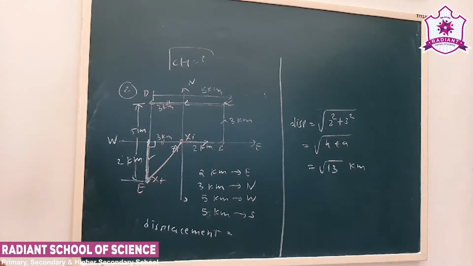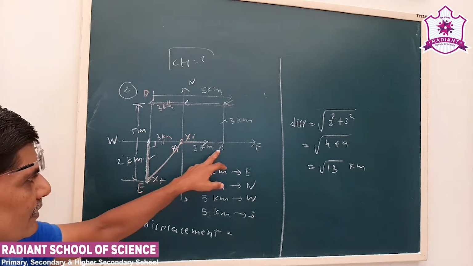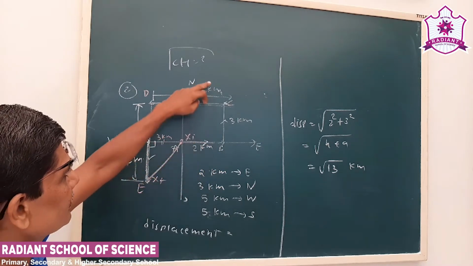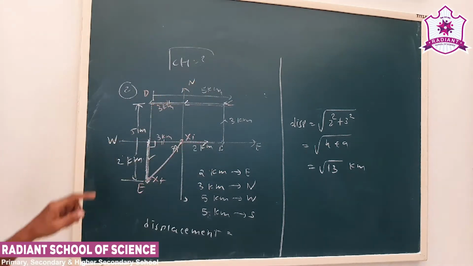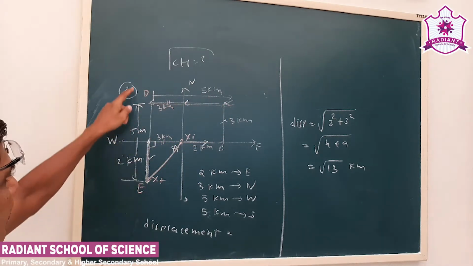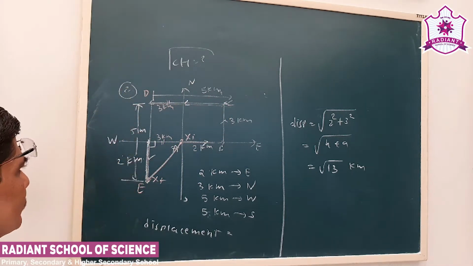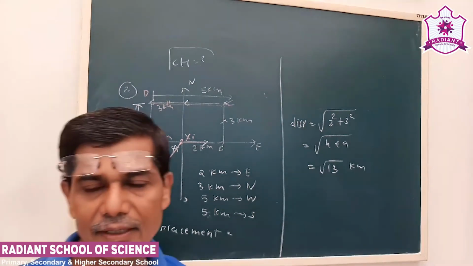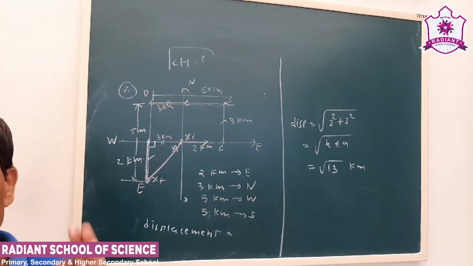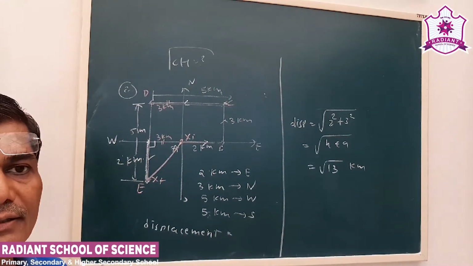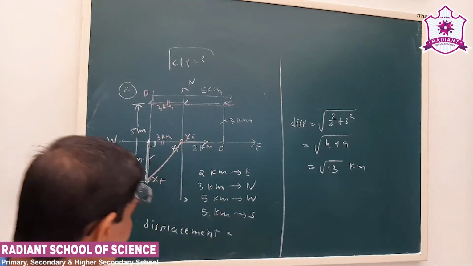Now here AB, first it moved 2 kilometers in the east direction, then 3 kilometers in the north direction, then 5 kilometers in the west direction, and finally 5 kilometers in the south direction. So we calculated the displacement. Remember, displacement has nothing to do with the path followed. It connects only the initial and final position.